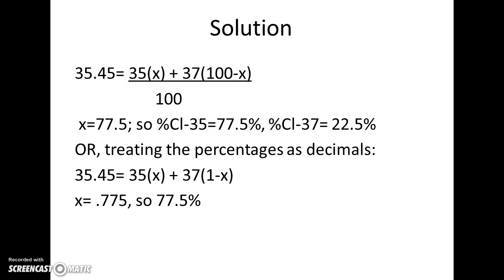You could have treated the percentages as decimals from the start, in which case it would be 37 times 1 minus X, because the percentages as a decimal would add up to 1 instead of 100. And then you would get that X is 0.775, so 77.5%.